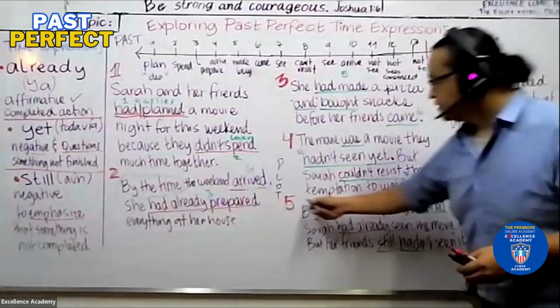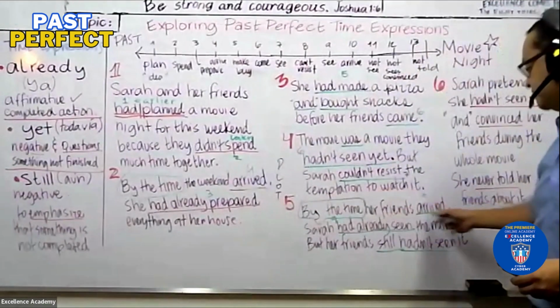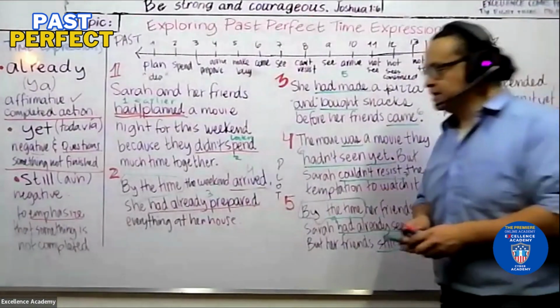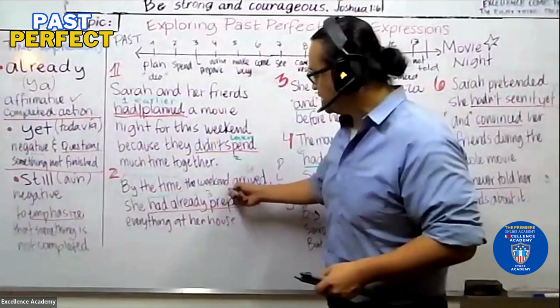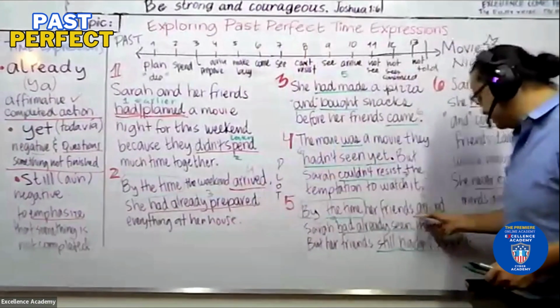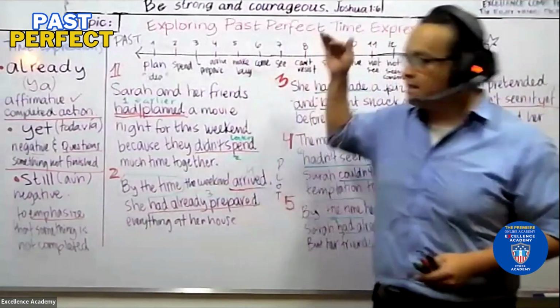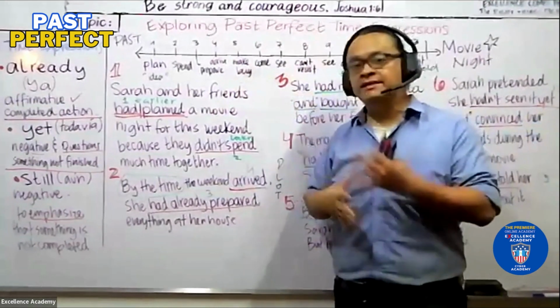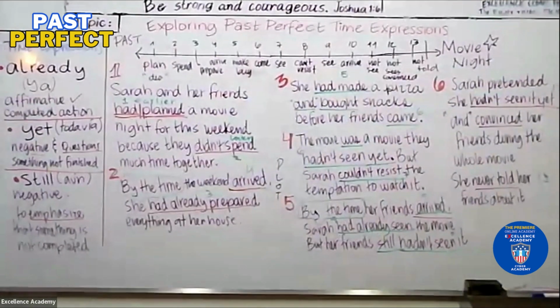Here's another one. By the time her friends arrived. So we're going to talk about the structure with by the time, because usually we introduce a simple past verb. Okay, so let's explore a little bit further the syntax and the grammar.